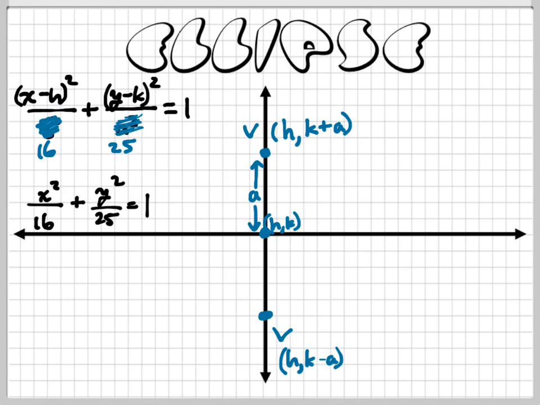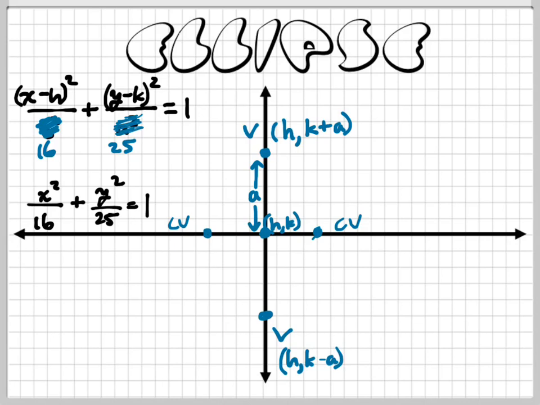Okay, so now let's do the co-vertices. To find the co-vertices, we're going to use the square root of 16, which is our B. And we're going to count out, so it's 1, 2, 3, 4. So we put a co-vertex there, and we put a co-vertex on the other side. Count out 1, 2, 3, 4. There's your other co-vertex.